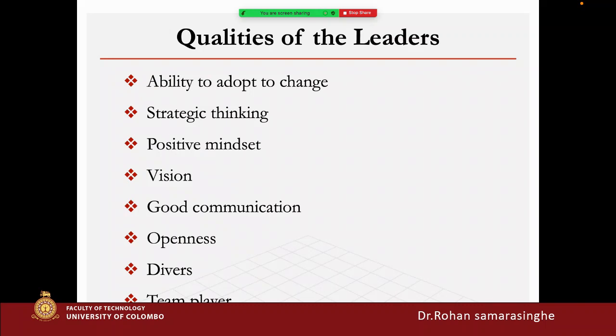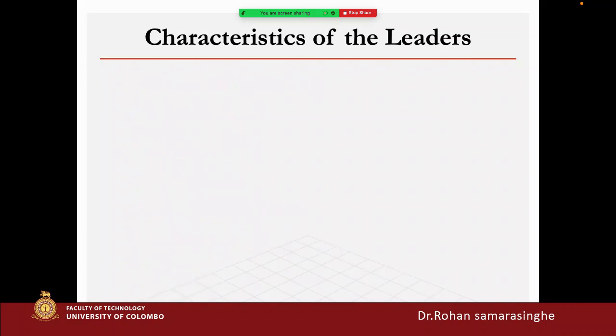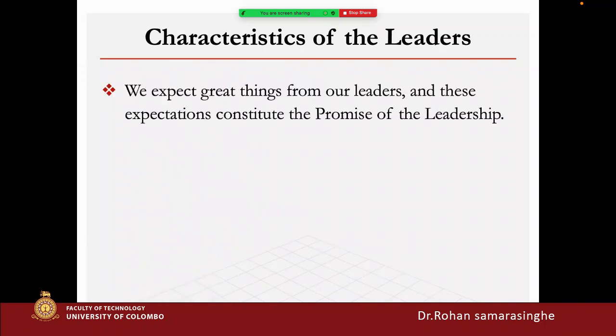If you always struggle with others, you can gradually adapt and turn those weaknesses into listening to the others. And also we expect great thinking from our leaders, and these expectations constitute the promise of leadership. Expect great things of the leaders, but these expectations constitute the promise of leadership.